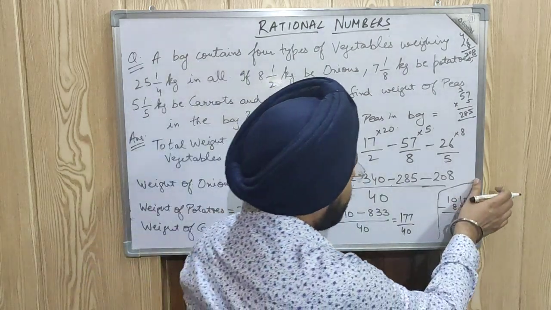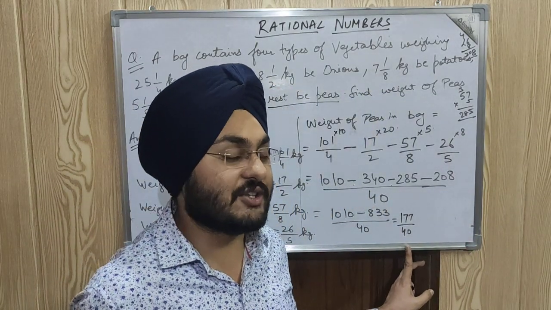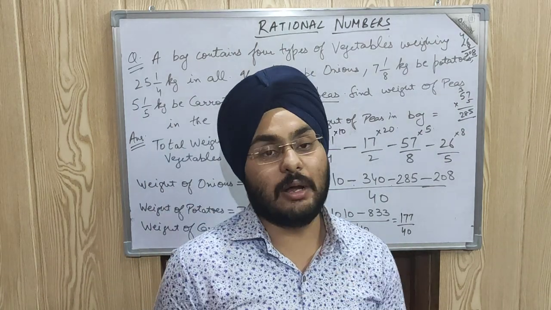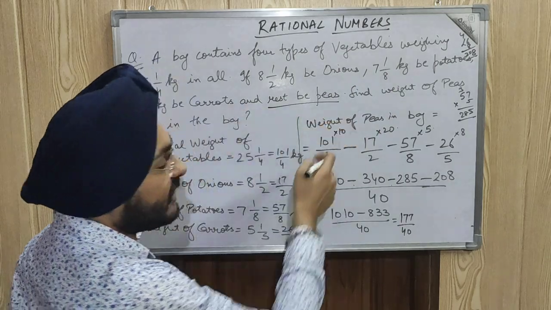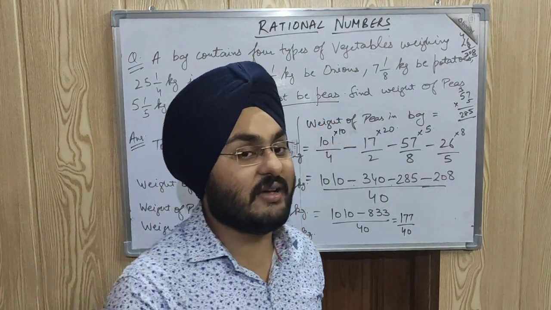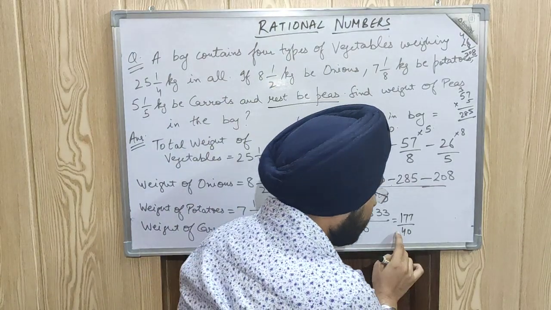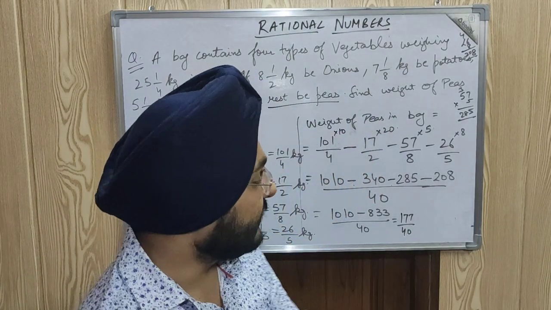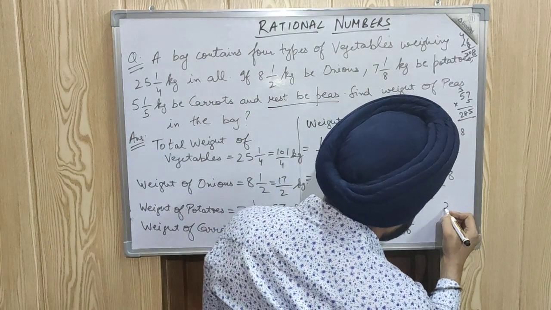So as you all know, this 177 by 40 is what? This is an improper fraction. So all the values are given in what? The mixed fraction. So the answer should always be in mixed fraction. Keep in mind, again I am saying this thing, don't leave the answer here. Firstly, convert this into the mixed fraction. Okay, now I will be converting this into the mixed fraction.